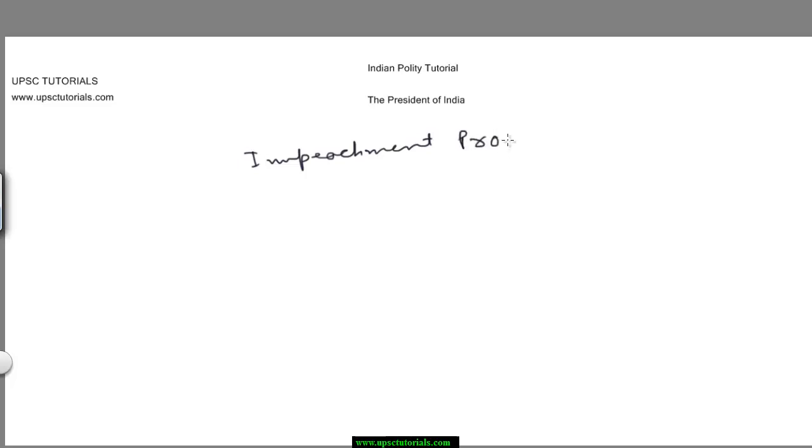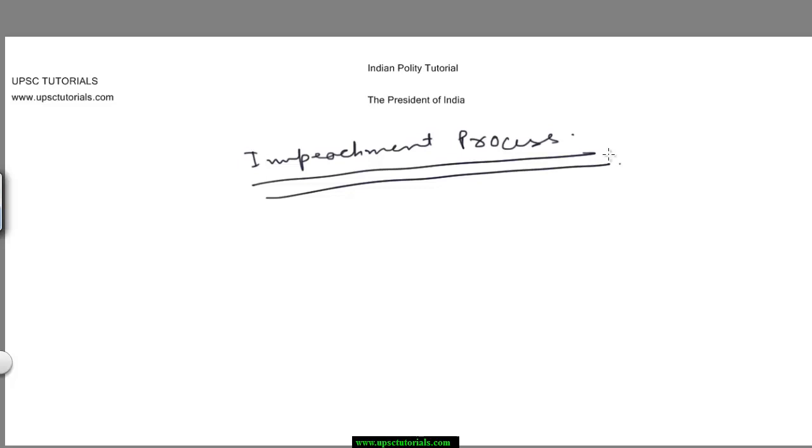This is very simple, but those bulky books are not able to clarify this small concept in a lucid manner, and they have used jargon and technical terms. So we'll try to understand this impeachment process in a very simplified and lucid way. Now, what is impeachment? Suppose the President of India is found violating the Indian Constitution. Then you have to remove him. It is not an easy task to remove the President of India. You need an impeachment process. So how do we remove him?